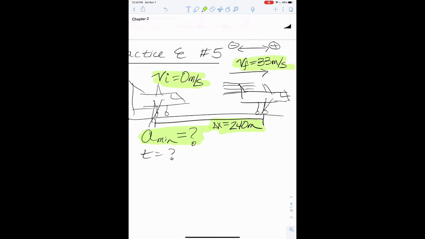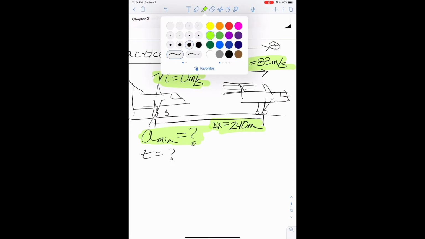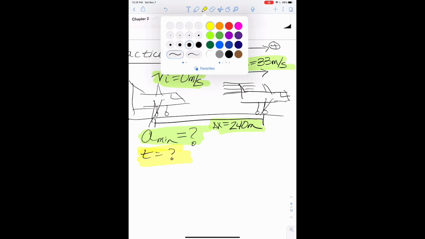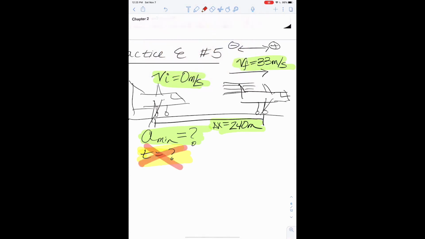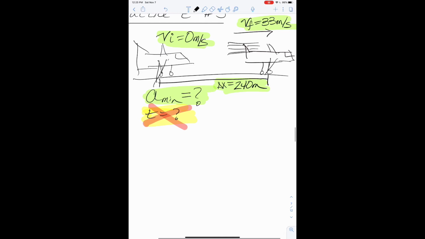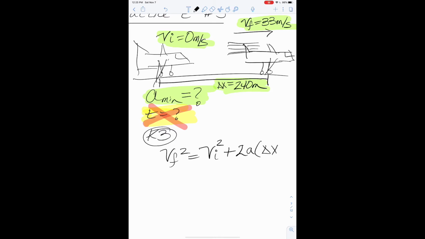So we want something without time. The best formula without time, because we don't know time, and we don't care about it. They don't ask us about it. The best formula without time is always K3. So K3, let's write that down, is VF squared is equal to VI squared plus 2A delta X.